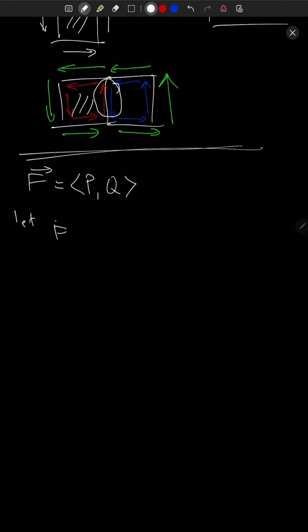Let f tilde... I guess that looks too ugly. Let's let g be q comma minus p. All right, perfectly legal, right? Because p and q are just functions, and p comma q just means p i plus q j, and now I'm looking at q i minus p j. All right, so let's apply the previous version of Green's theorem to g.